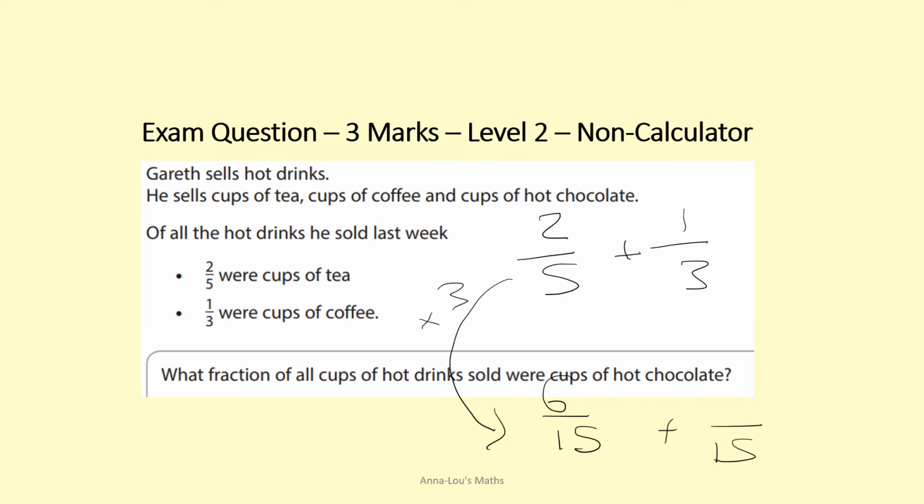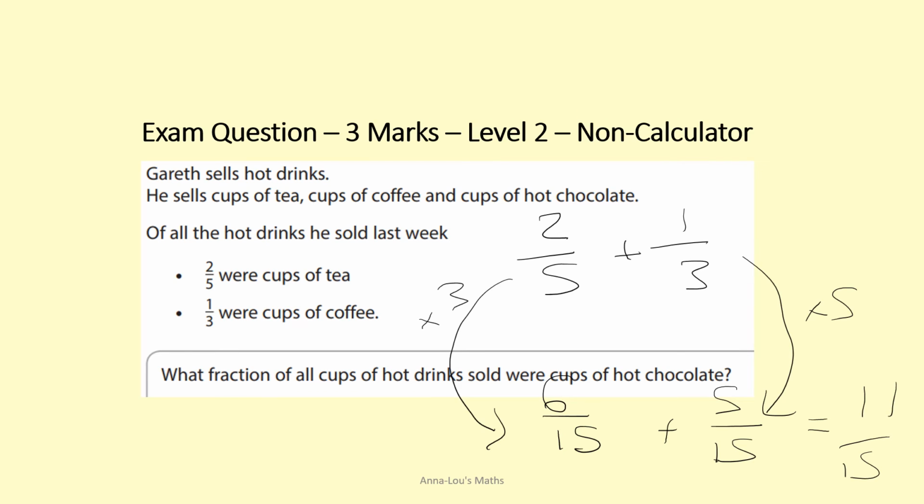2 times 3 is 6. Same on this side, I've times it by 5. 3 times 5 is 15. Do the same to the top. 1 times 5 is 5. So I know it's 6 fifteenths plus 5 fifteenths, which will give me 11 fifteenths. So I know the tea and coffee he sold is 11 fifteenths. For making an attempt to get a common denominator with these, that will get me mark number 1 on this question.